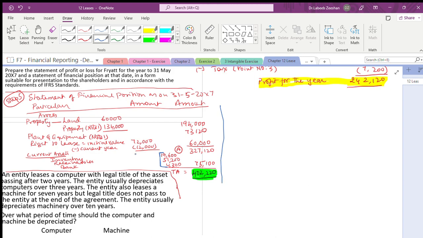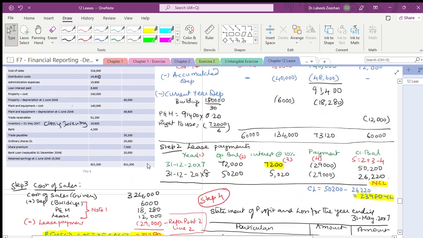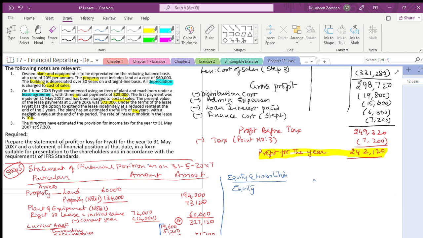See, you write in your notes below this. I am writing here on the right side. I don't have space. Now equity and liabilities. You write as normal. How much is the equity? Share capital, how much is given? Ordinary shares are 25,000. Fine. Equity, ordinary shares.